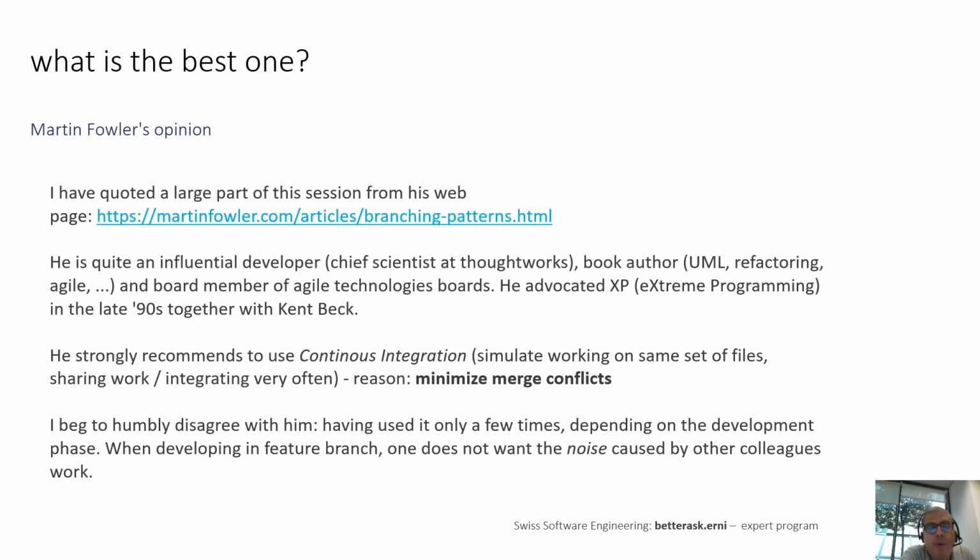If I want to humbly disagree with him, because I have almost never used this kind of pattern, it depends, of course. But I have never used it, and I don't think it's the best one for everybody. In my experience, most of the time it's not useful because it creates a lot of noise. But it depends on how you work and, of course, how your colleagues work.